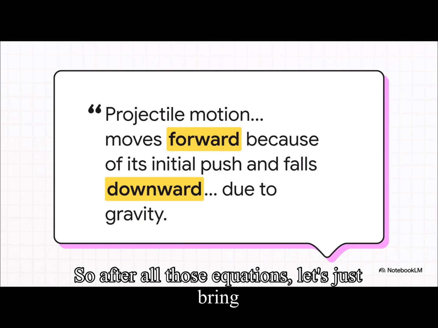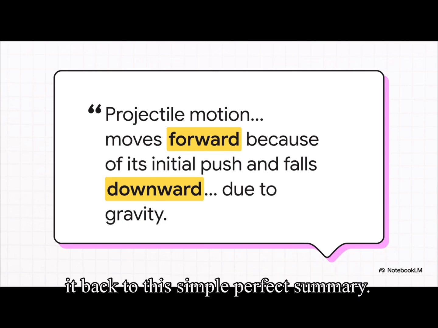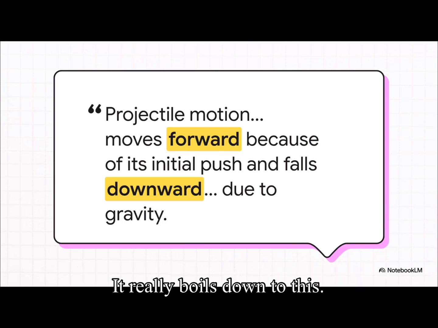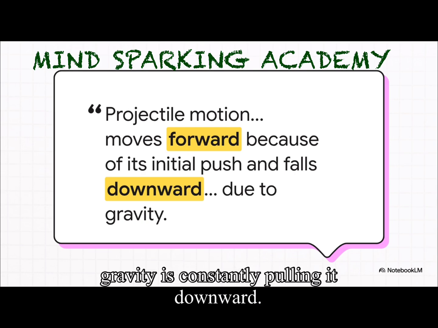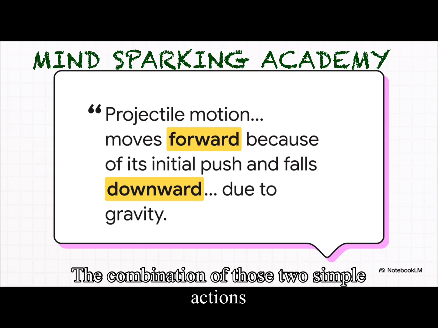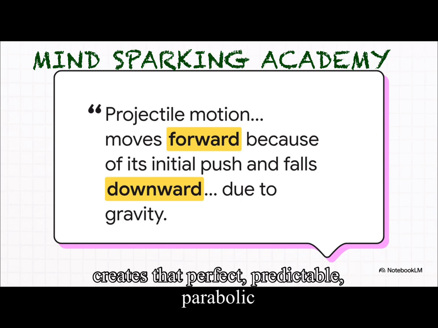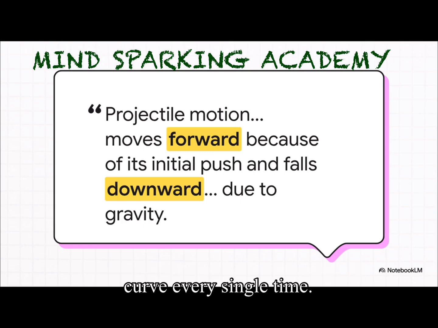So after all those equations, let's just bring it back to this simple, perfect summary. It really boils down to this. An initial push sends it forward, while gravity is constantly pulling it downward. The combination of those two simple actions creates that perfect, predictable, parabolic curve every single time.